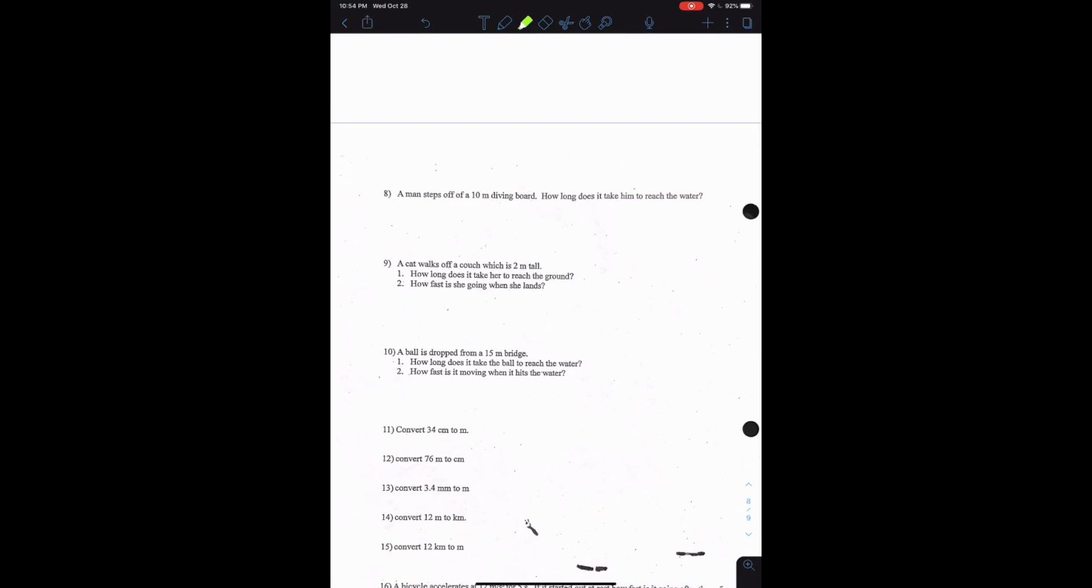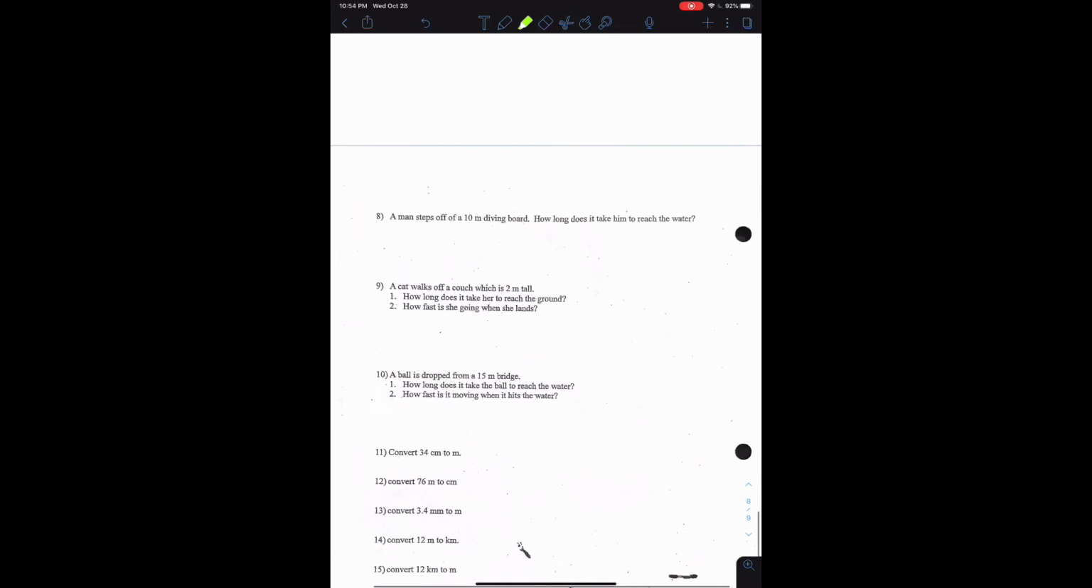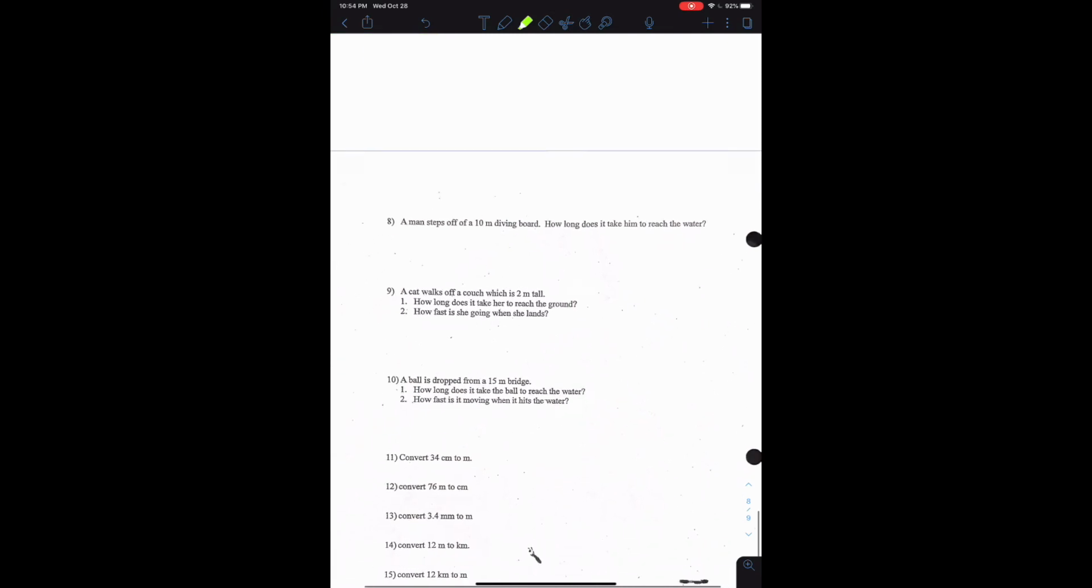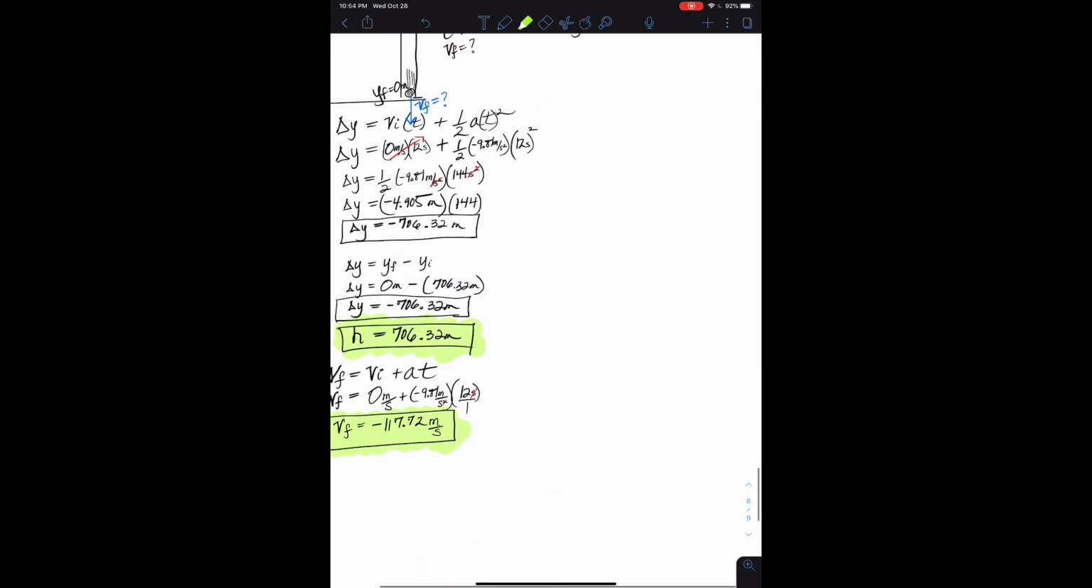Okay, number 8's interesting. Should I just leave that for you? Let me at least help you get started on number 8. All right, so number 8 says something like this. Let me put a line through this. Okay, so number 8 says, a man steps off of a 10-meter diving board. How long does it take him to reach the water? Okay, so we're saying, let's draw a diving board.